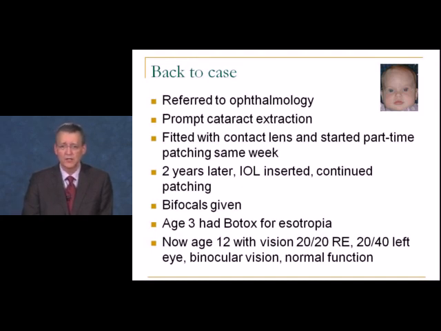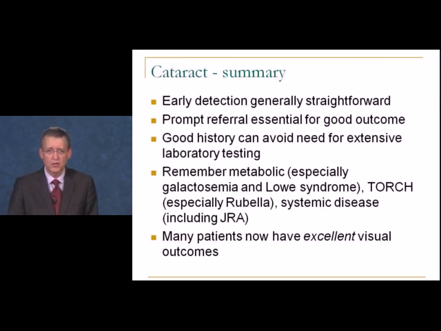So prompt detection, early referral was a lot of work, and actually taking out the cataract, as you can see, is kind of the easy part, but we ended up with a pretty good result. So in summary, cataract early detection is straightforward. Prompt referral is essential for good outcome. If you get a good history, you can avoid testing. And then just remember the metabolic causes, the ones that are listed here on the slide. And many patients now have excellent outcomes.